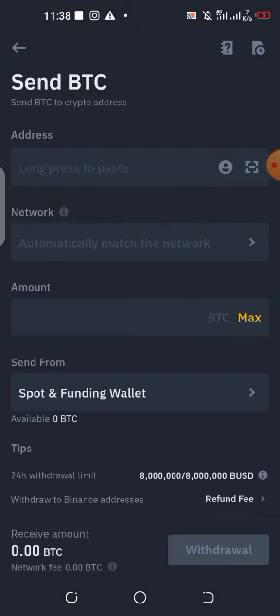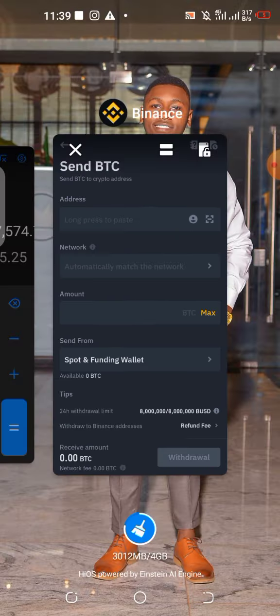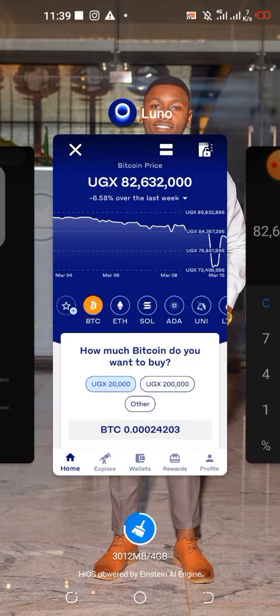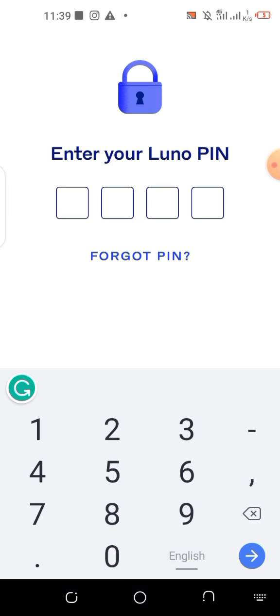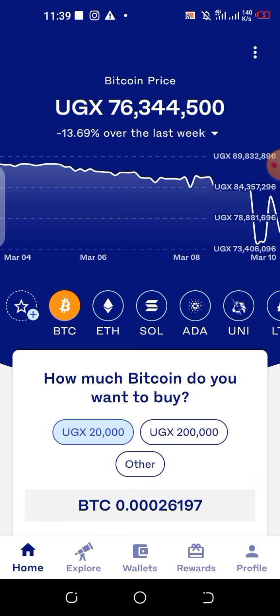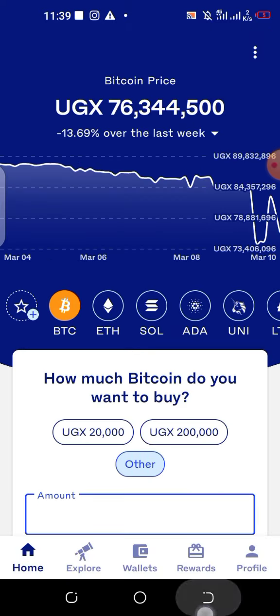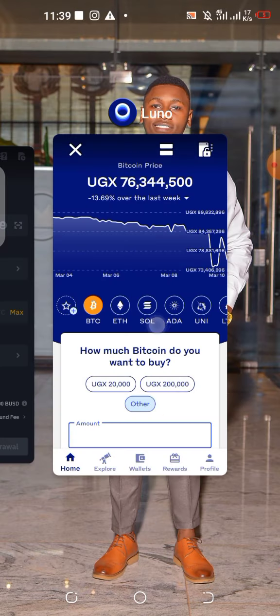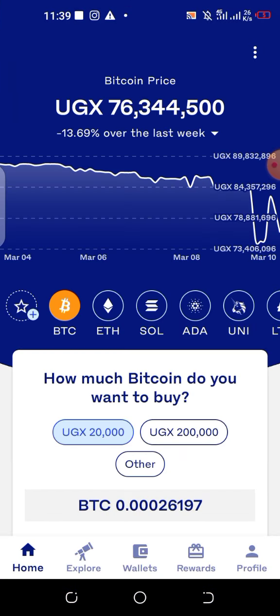You tap on a crypto network. So what you're going to do before you do anything else, before you withdraw this BTC, you have to get the address on which it's going to reach Luno. Let me put my pin again. As you can see, we want to receive BTC. You have to receive BTC.